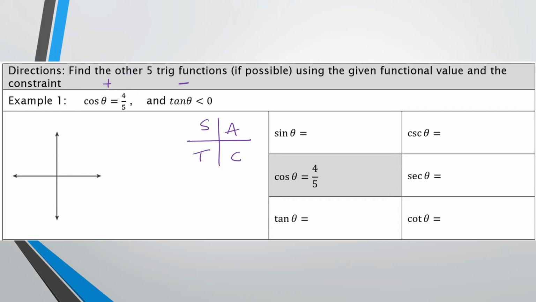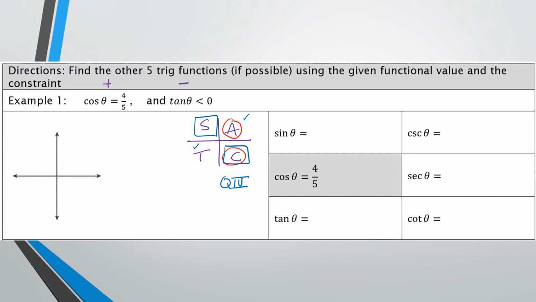All right, so let's talk about where cosine is positive. Everything is always positive in quadrant 1, and then cosine is positive where there's a C for cosine. And then we're also going to talk about where tangent is negative. So tangent would be negative in the places where it's not positive. It would be positive where there's an A and a T, so that means I want to look at the S and the C. So now I can see that I'm going to be working in quadrant 4 because that's where I have both a red circle and a blue square.